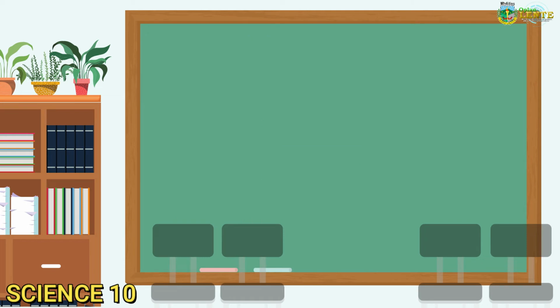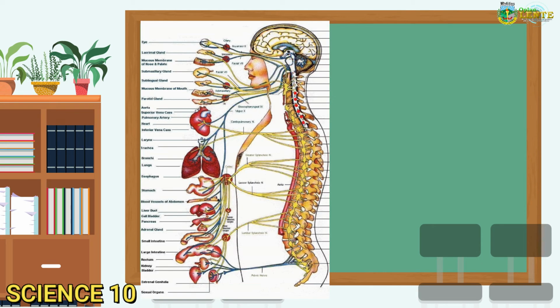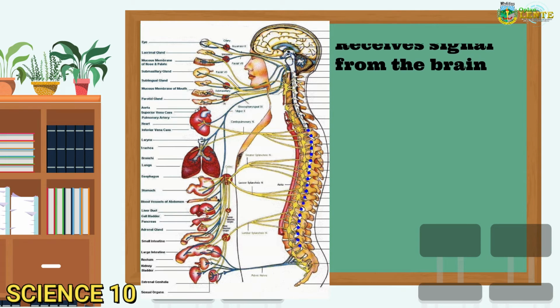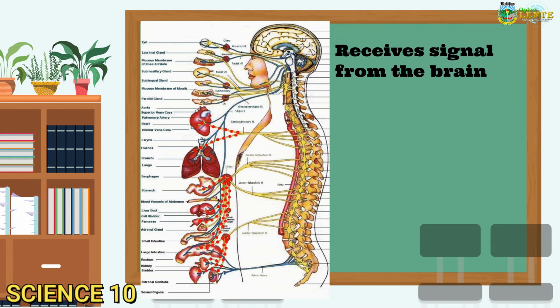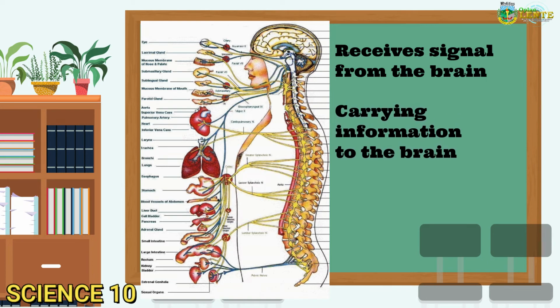The spinal cord plays a vital role in various aspects of the body's functioning. Examples of these key functions include carrying signals from the brain. The spinal cord receives signals from the brain that control movement and autonomic functions, carrying information to the brain. The spinal cord nerves also transmit messages to the brain from the body, such as sensations of touch, pressure, and pain.